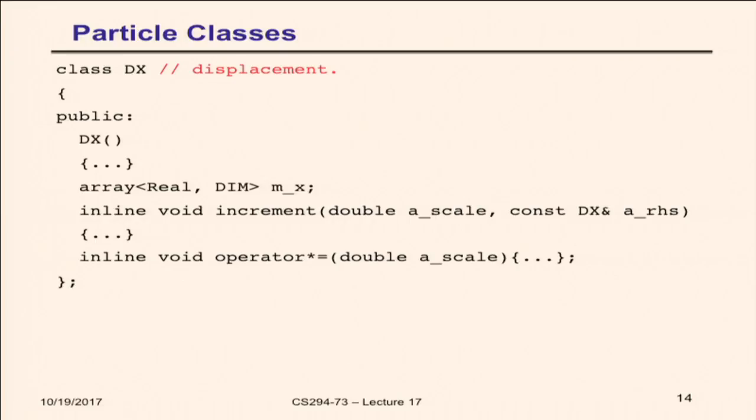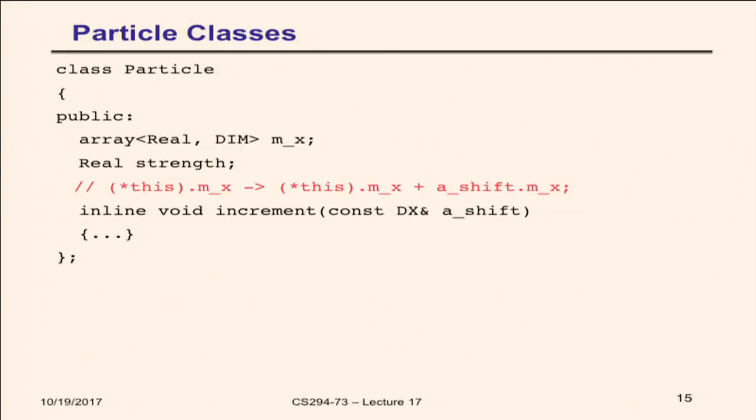That class is going to be provided to you. And now you have a class particle, which also has an array of tuples of doubles. And then you have a way of incrementing that by a dx.